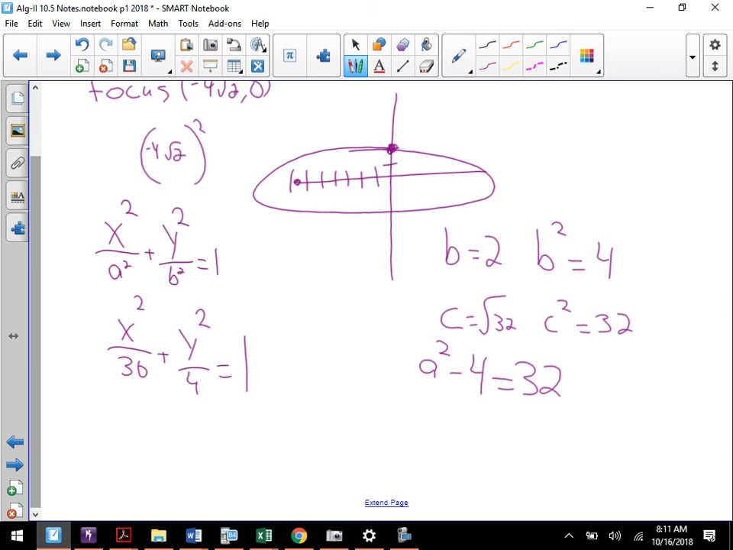Yes, ma'am. Correct. What changes is the a and b. It's the bigger of the two is always the a squared. It's always that. Pretty straightforward, right? Yes, ma'am.